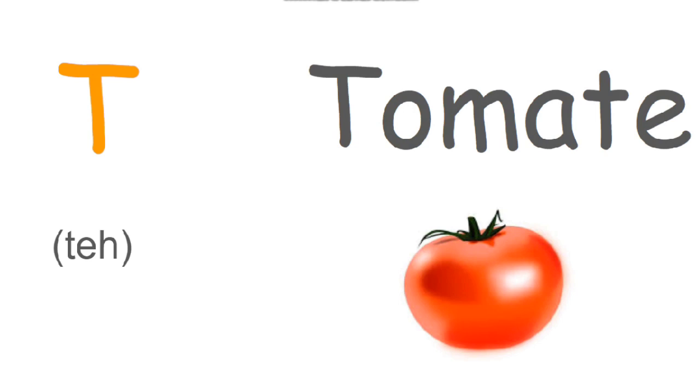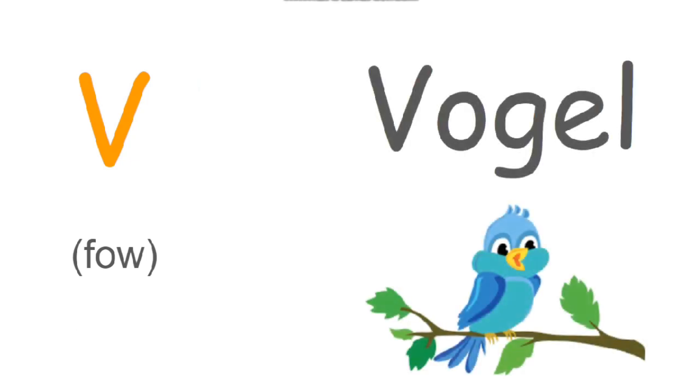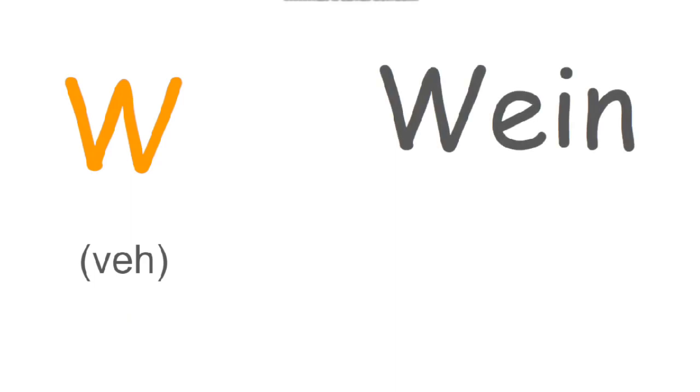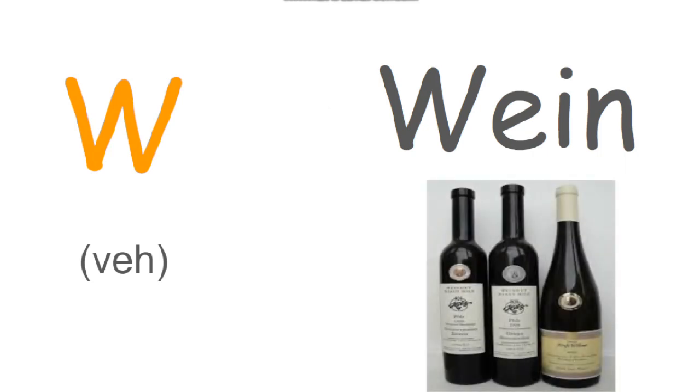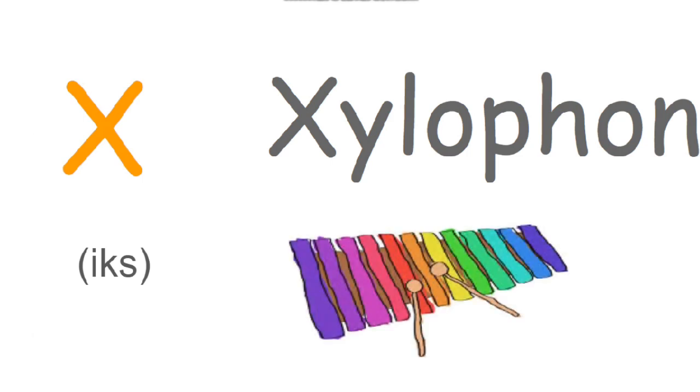Next letter is U. The German word with the letter U is Uhr. Uhr, which means clock. Now move to the next letter, that is V. Vogel. Vogel, which means bird. Next letter is W. The German word with the letter W is Wein. Wein, which means wine in English too, but the spellings are different. Next letter is X. The German word with the letter X is Xylophon. Xylophon, which means xylophone in English.